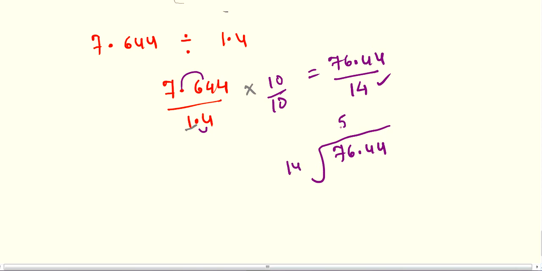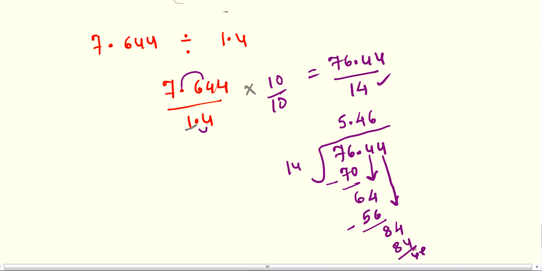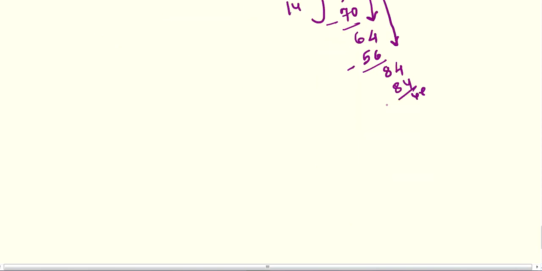So 14 into 5 is 70, you will get 6. Next is decimal, so decimal. Bring 4 down, 64. Then 14 into 4 is 56. So from there you will get 8. Clear? Then bring 4 down. 14 into 6 is 84. So 5.46 is your required answer.